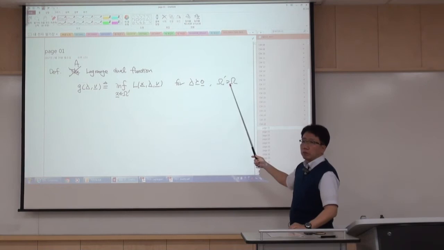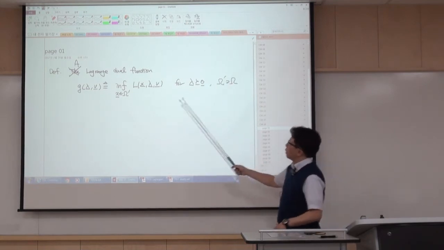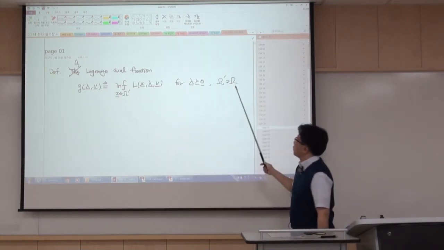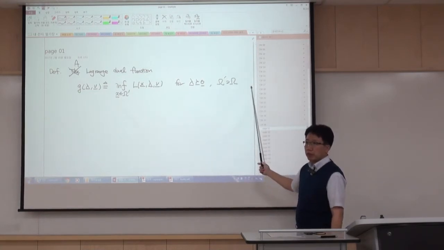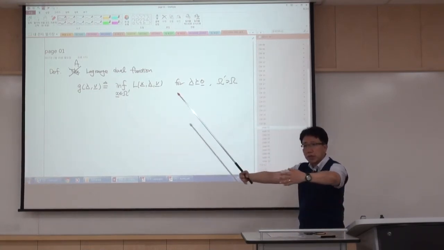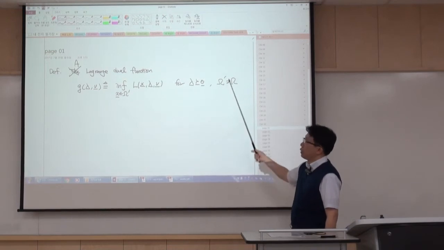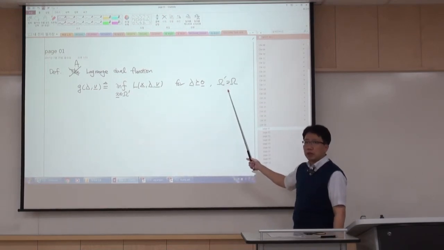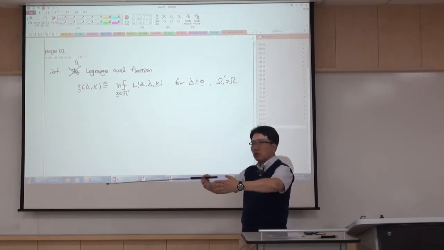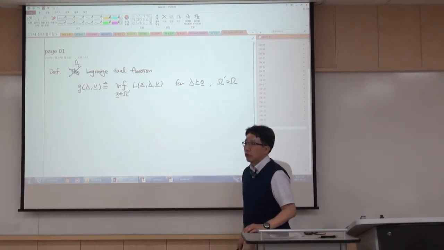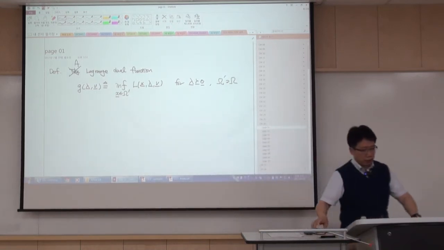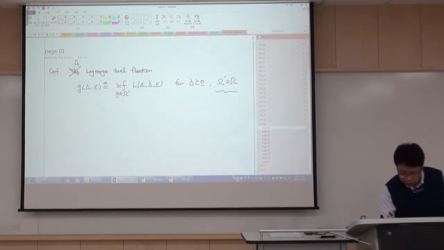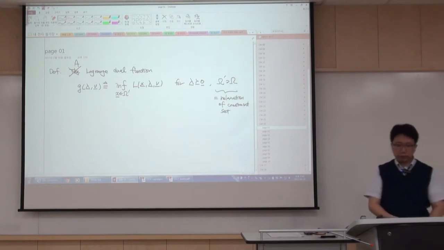So before, x feasible meant x is a member of omega. But now we consider a bigger set omega prime in R to the n. Such an increase of the constraint set is called relaxation of constraint. Okay, so this means relaxation of constraint. Got it?